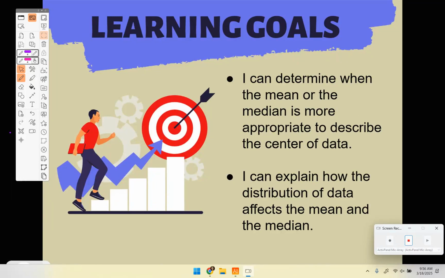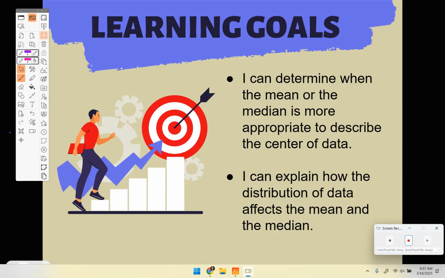All right. Today we're going to be working on determining the mean or the median and which one is appropriate to describe the center of the data. So like 3 weeks ago, we would give you a dot plot and we would say, hey, what's a typical value? And you looked at your data and you picked kind of the middle or you picked the highest frequency, and that was your description of center or typical.